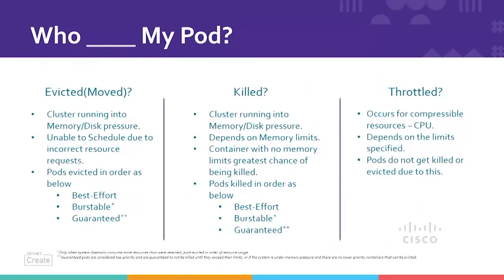And finally, the CPU throttling part. Now, with respect to CPU, it is the only resource which is throttled. So you don't see your pods being killed. You don't see your pods being evicted. Throttling is very specific to the CPU metrics that you define, the CPU limits and the requests, right? The pods do not get evicted or killed because of this, but it does affect your overall application performance.